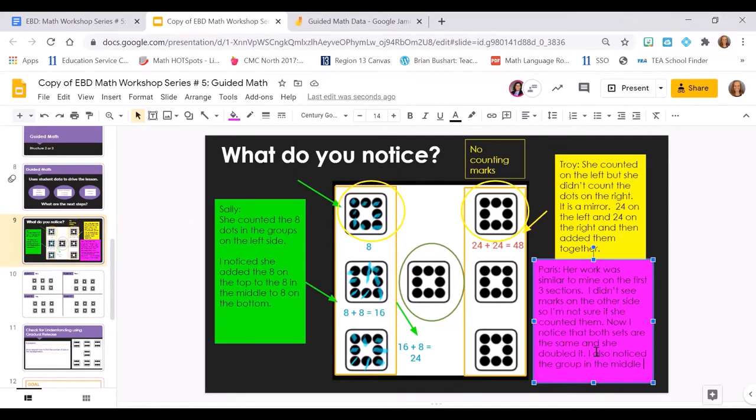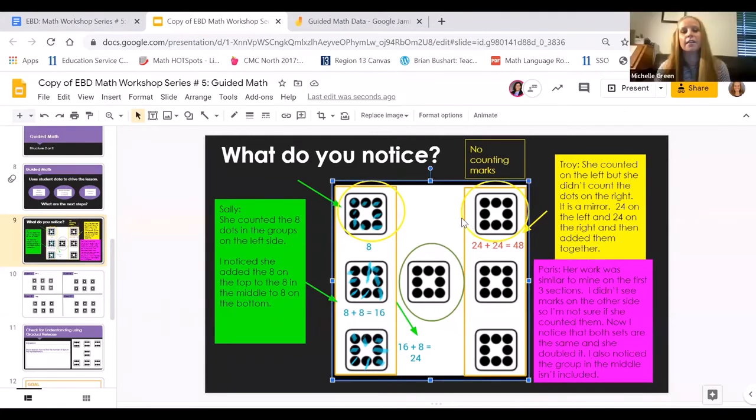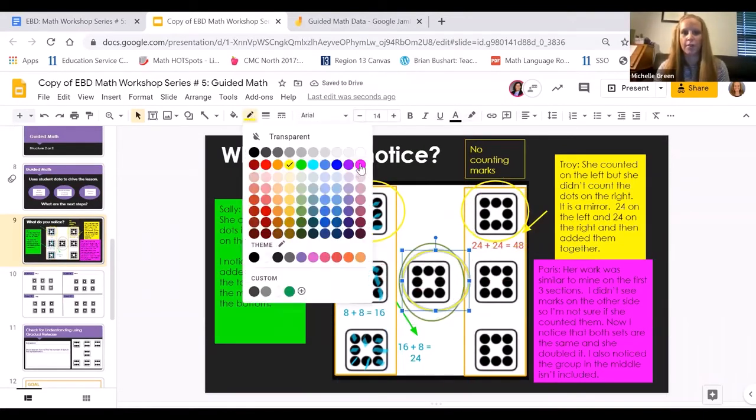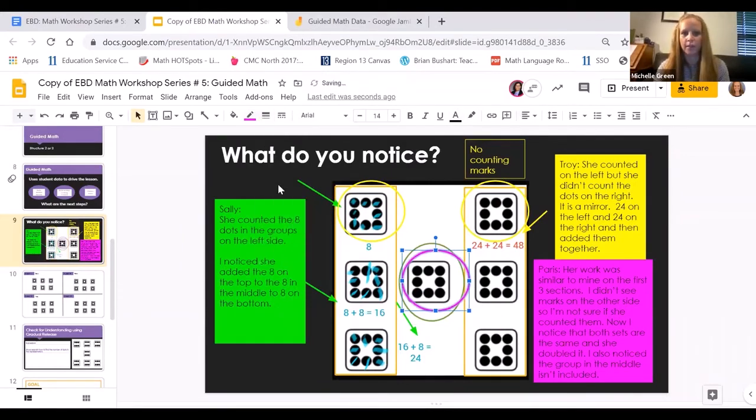I don't see where she included that anywhere. So I see your 24 plus 24 equals 48, but that's just 6 of the groups. Oh, right? So you're noticing, yeah, so something about this group right here, something is missing. That's a very good noticing. I'm going to make this just a little bit thicker. Did anybody else notice that this group in the middle was missing from Stacy's work? So we only see 6 groups counted.